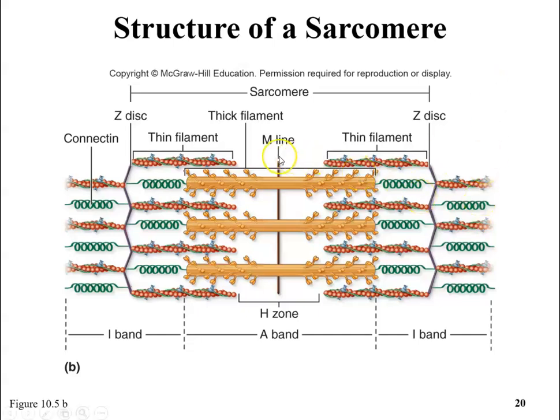And here's a better picture of a sarcomere showing the actual molecular structure of these proteins. So here's the M line, and this is where these thick filaments attach. You can see the thick filaments overlapping with the thin filaments here, and the thin filaments all attach at the Z disc. The I band is only going to have thin filament. The A band is going to have thin and thick filament, and the H zone is going to have just thick filament. That's in a nutshell what I want you to know about the sarcomere.